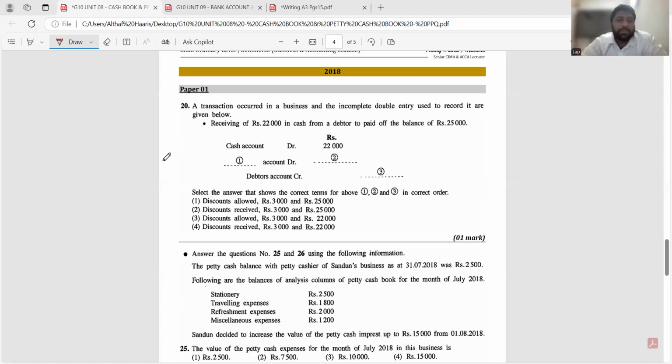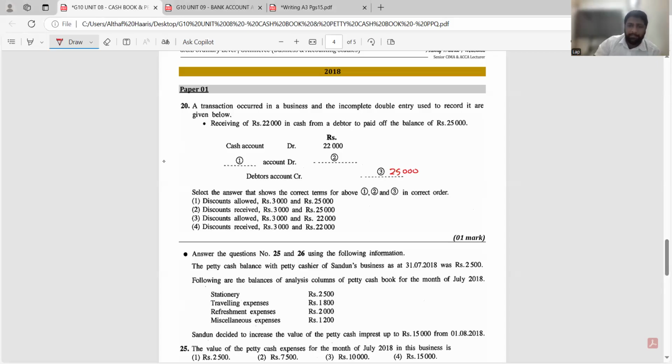Okay, now let's do this. A transaction occurred in a business and the incomplete double entry used to record it is given below. Received 22,000 in cash from a debtor to pay off the balance of rupees 25,000. So here, what are they telling us? We have received 22,000 cash from a debtor. The value of that debtor is 25,000.